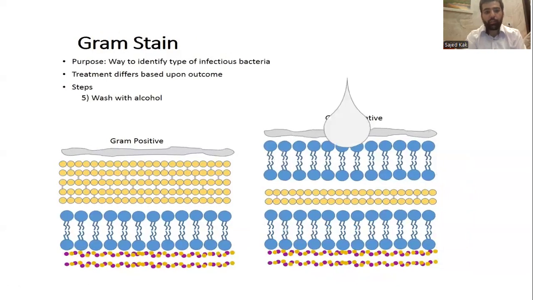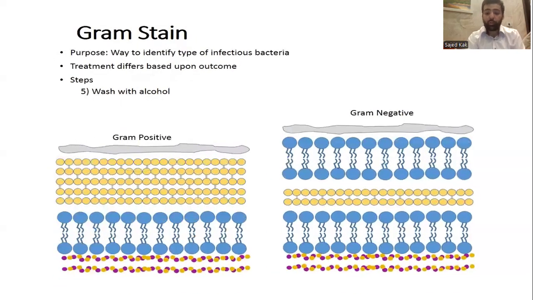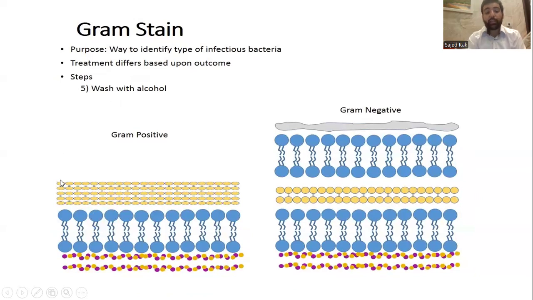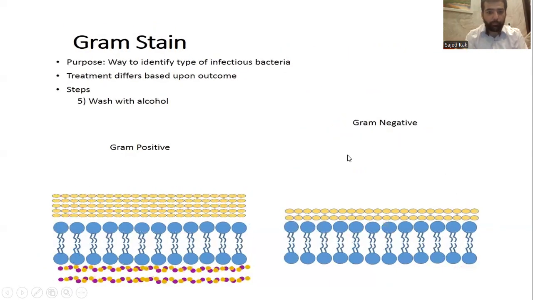Now we are going to wash with alcohol. After washing with alcohol, we will see that in gram-positive bacteria, the cell wall shrinks, and obviously the capsule disappeared. What about gram-negative? The cell wall also shrank, but the outer membrane disappeared and the capsule was also washed away. This is because alcohol is a dehydrating agent.